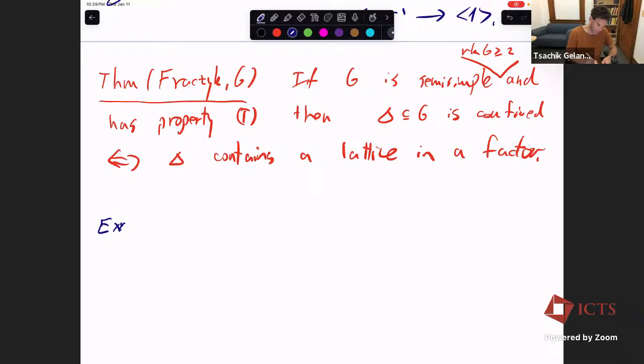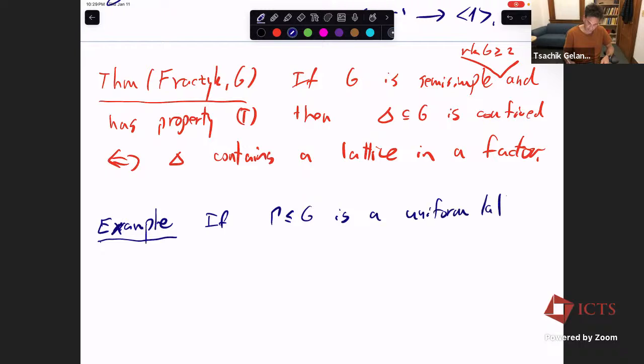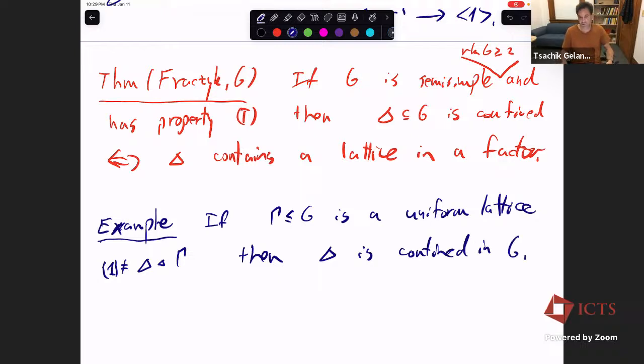So the example is that if gamma inside G is a uniform lattice, and delta is a normal subgroup of gamma which is not trivial, then delta is confined in G. So for instance, if G is a rank 1 Lie group like Sp(n,1), and gamma is a uniform lattice, then gamma is Gromov hyperbolic, and it has a normal subgroup of infinite index which is non-trivial, and then you get a confined subgroup which is not a lattice. But in higher rank, you cannot have it.